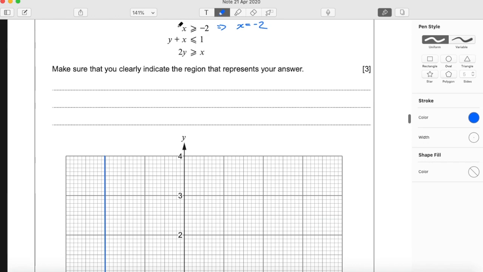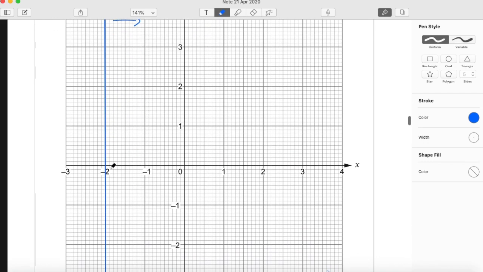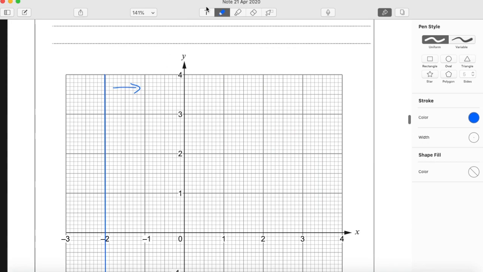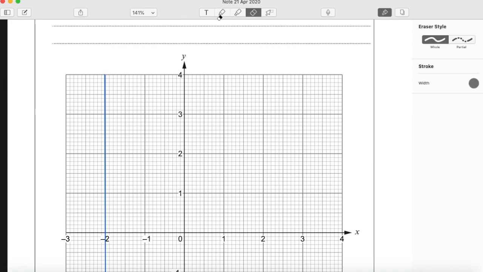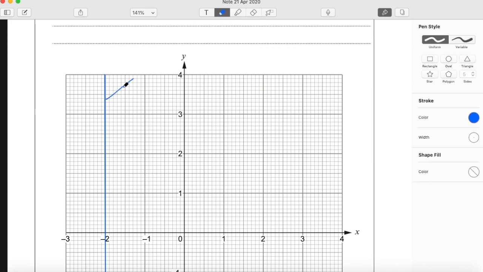Next, we need to work out, does x lie on the left or right hand side of minus 2? So x is greater than or equal to minus 2, so x can lie this side. x can be minus 2, minus 1, 0, 1, 2, 3. So we're going to be on this side of the line, somewhere.